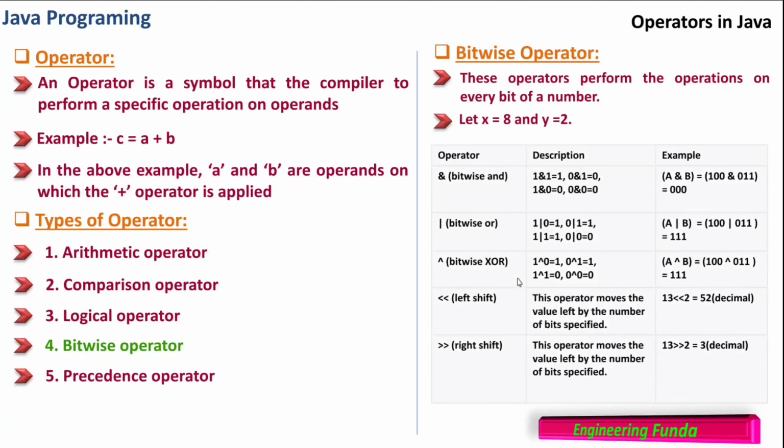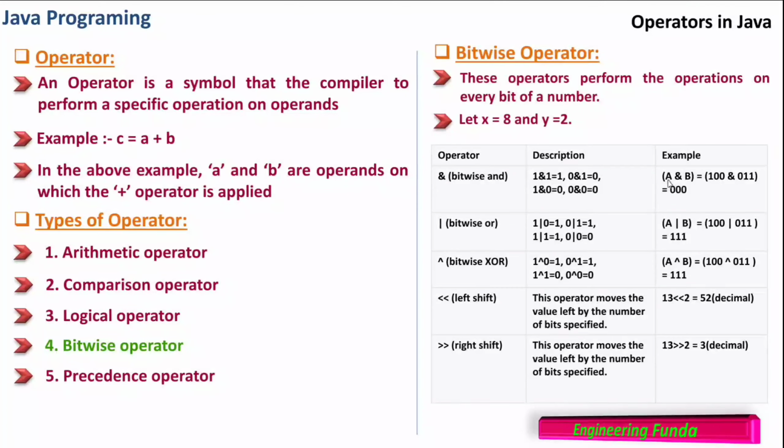Let us see it with an example. This single ampersand is a bitwise AND. The double ampersand is a logical AND, but a single ampersand is a bitwise AND. So 1 and 1 is 1. In the AND operation, both sides should be 1 to give the result as 1, and if any of the operands is 0, it will give us 0.